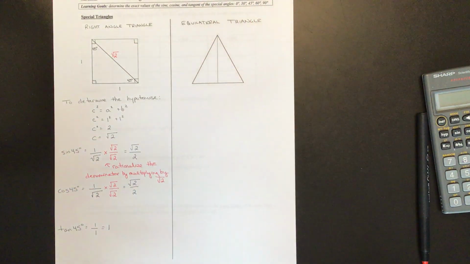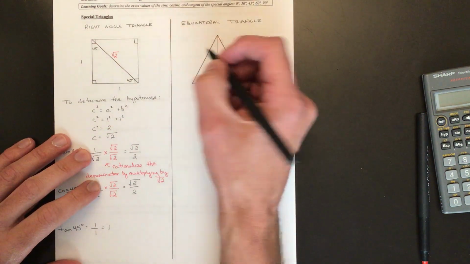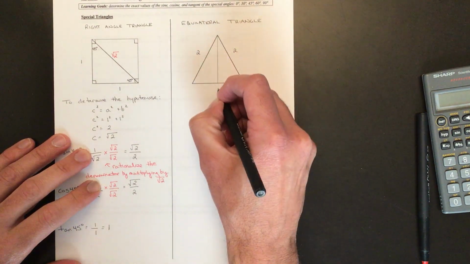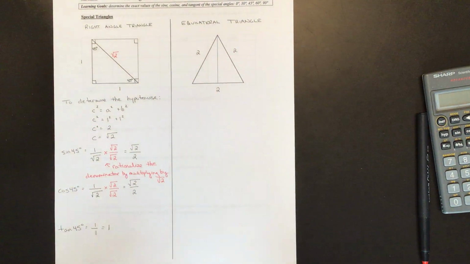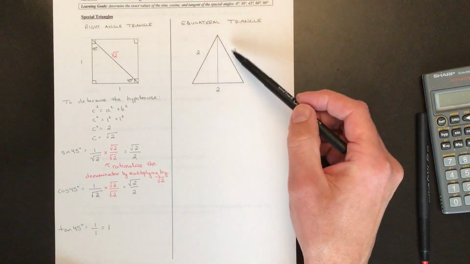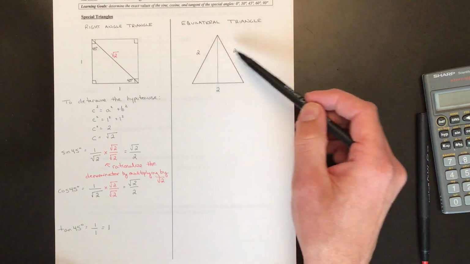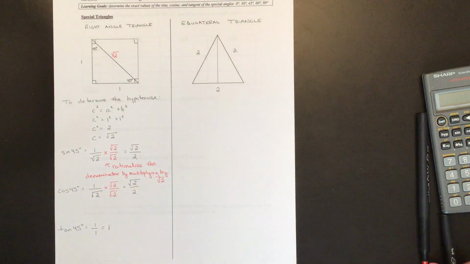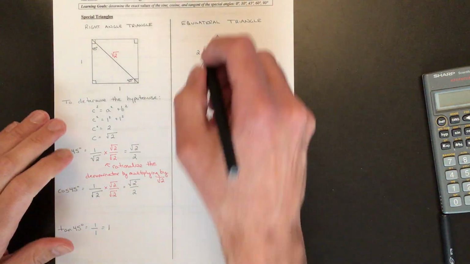Equilateral meaning all sides and all angles are the same. So again, I'm going to just arbitrarily make my side lengths 2. And there's a reason for that, but we'll get to that in a later lesson. But for now, it could be anything. I could have used 1, I could have used 5, I could have used 10. I chose 2.